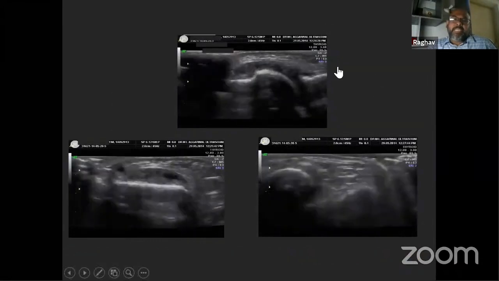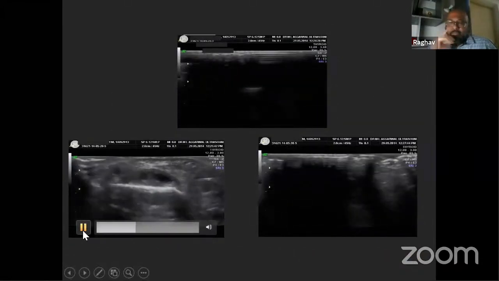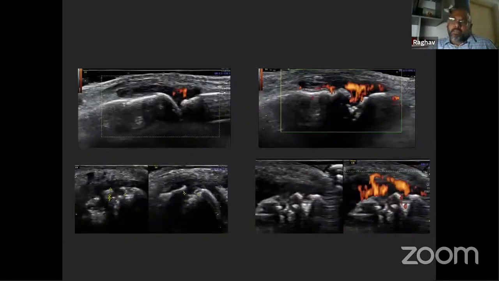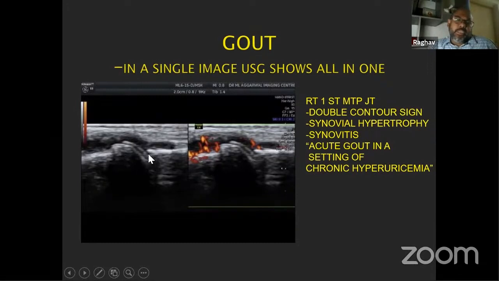Flexion. This is again a dynamic examination showing you synovial hypertrophy with effusion in small joints of the foot. Rheumatoid arthritis, all aspects of the disease seen on the ultrasound. Gout. On the ultrasound, we have this classical double contour sign, which is a sign of hyperuricemia. But in this particular patient, the metatarsophalangeal joint was showing a double contour sign along with the synovial hypertrophy and synovial proliferation and Dopplers.